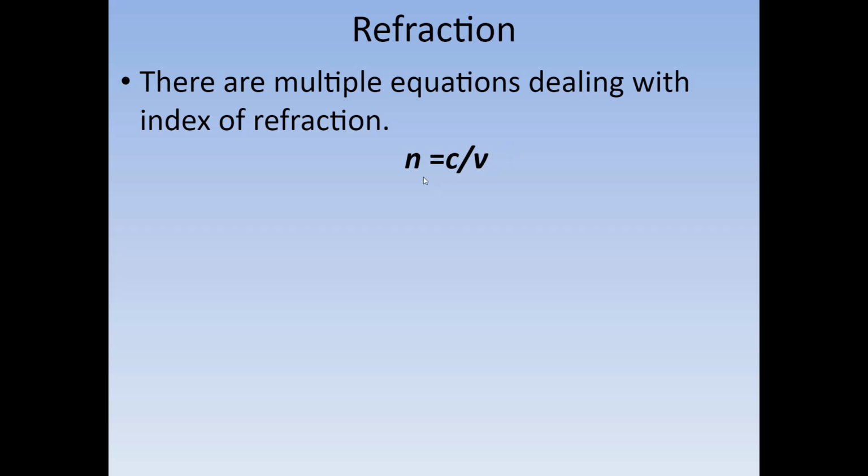So, for example, if we are using diamond, n is 2.42, the c value will still be 3 times 10 to the 8th. It's constant, hence the c. But the v is going to refer to the speed of the light in the diamond. The second one is this. n2 over n1 equals v1 over v2 equals lambda 1 over lambda 2. This is meant for when you have two different mediums.